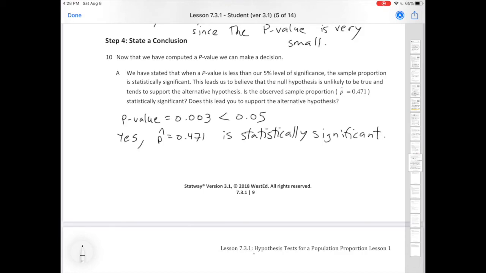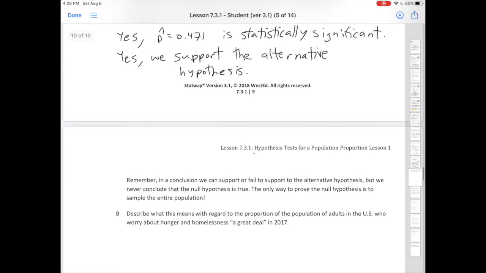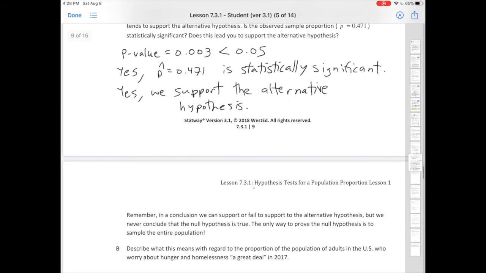Does this lead you to support the alternative hypothesis? Yes, we support the alternative hypothesis. Right? Because we reject the null hypothesis. Let me actually write that right here. So we reject the null hypothesis since it is very unlikely.